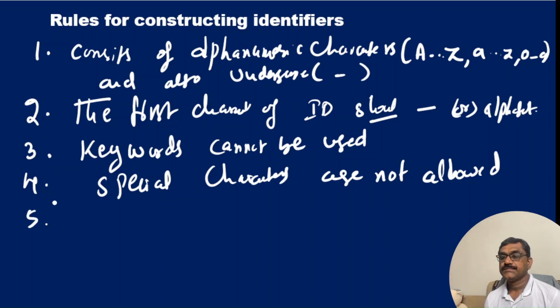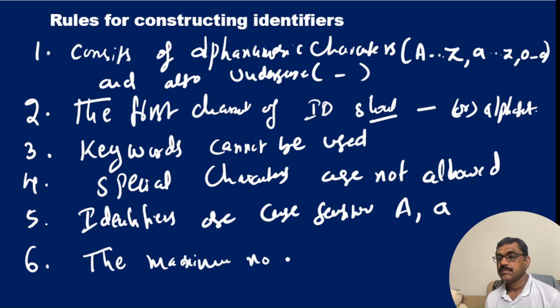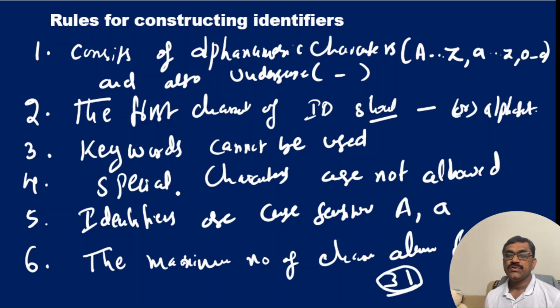The fifth rule is that identifiers are case sensitive. Case sensitive means if you use capital A and small a, both are treated as different identifiers. And the final rule is that the maximum number of characters allowed for an identifier is only 31. If you use more than 31 characters in an identifier, it takes only the first 31 characters. This is the maximum limit. So these are the basic six rules for constructing an identifier.